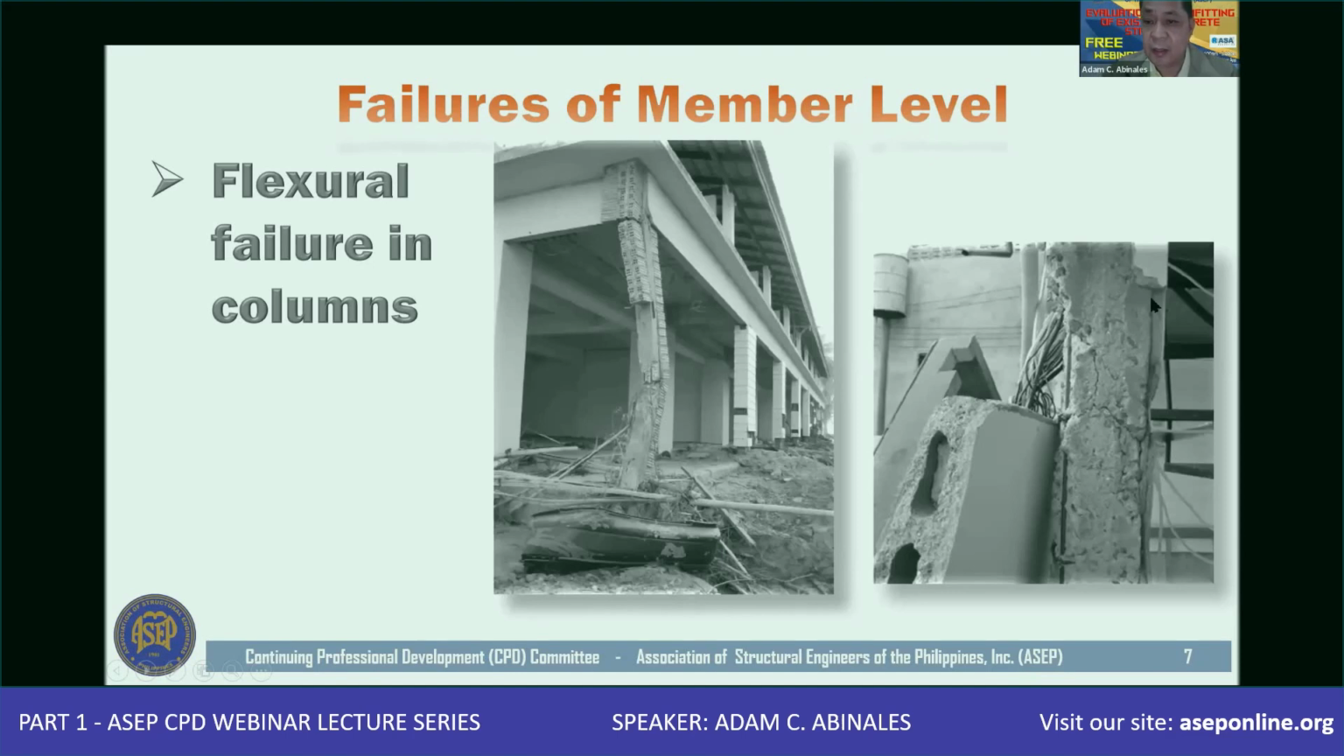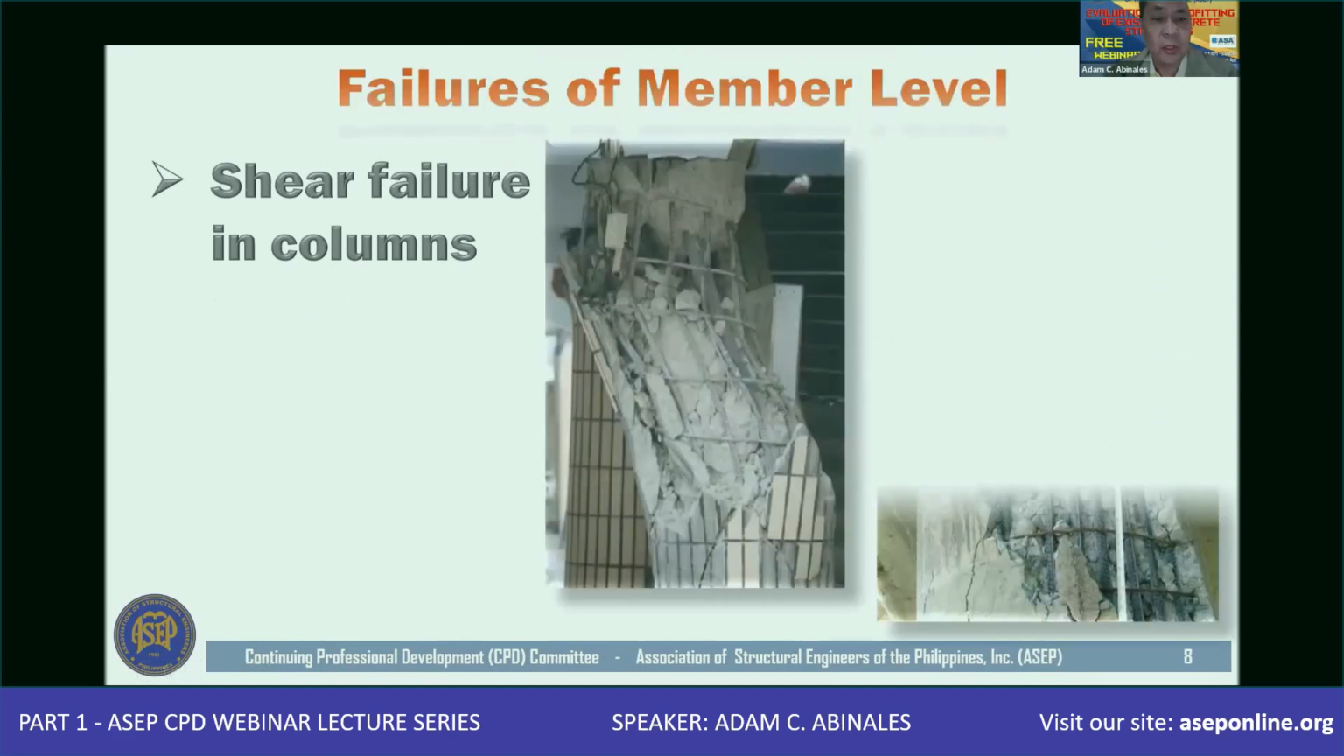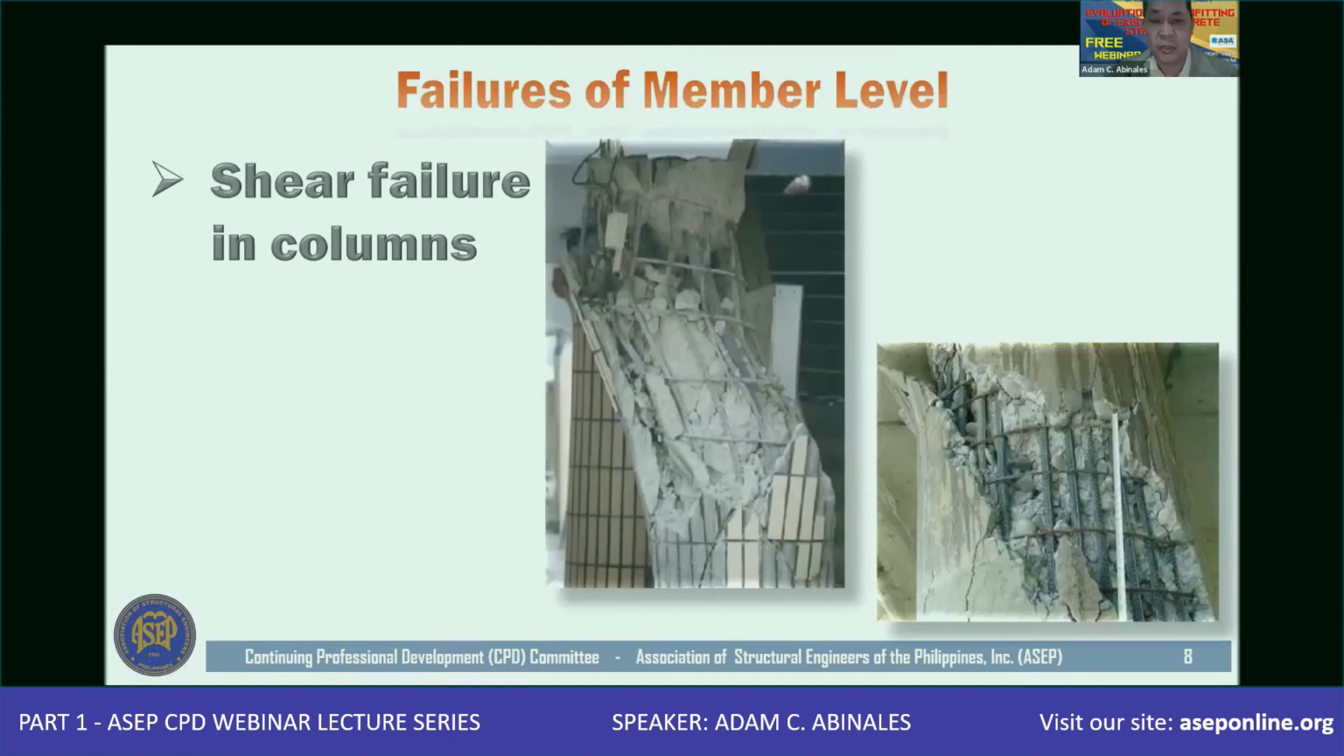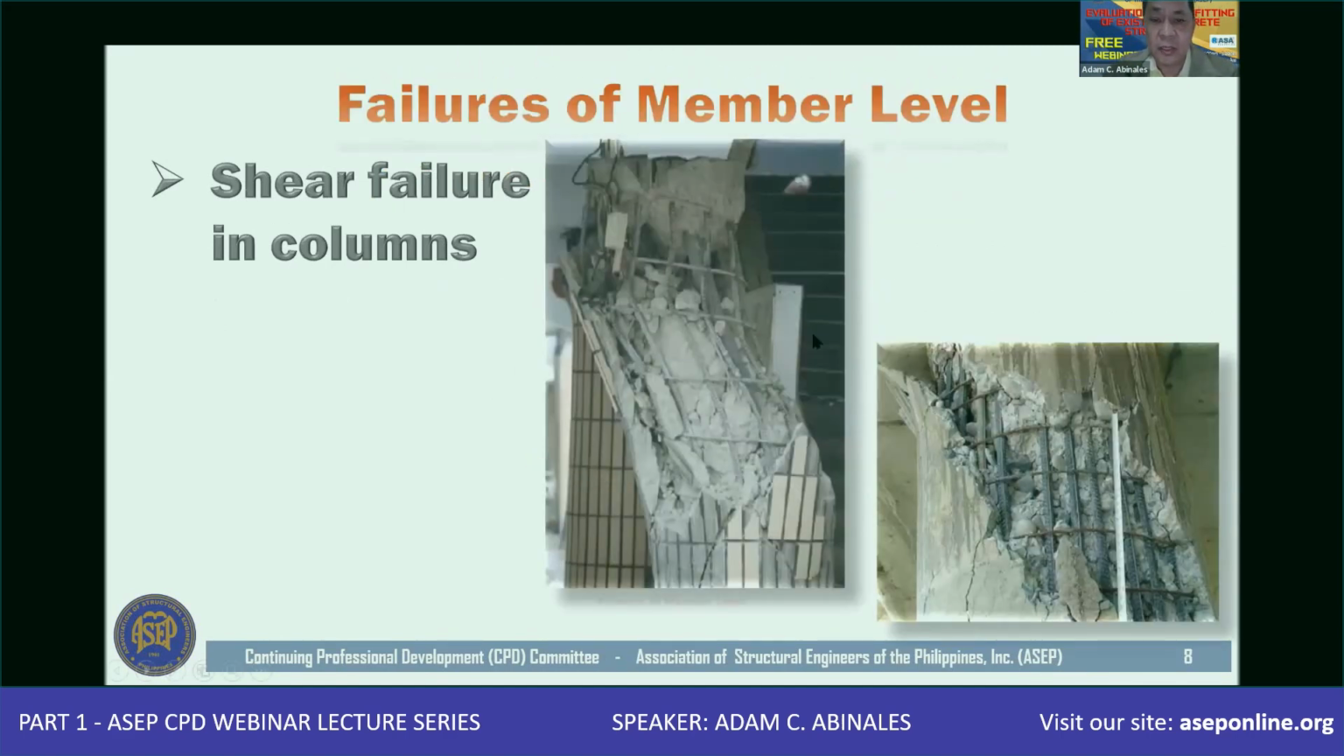And then some other aspects of the flexural failure in column. Then we also have the shear failure in columns, wherein, as you can see here, the ties, the position of the reinforcement and how the reinforcement behaves as affected by this failure, you will see that this column would not be effective anymore.